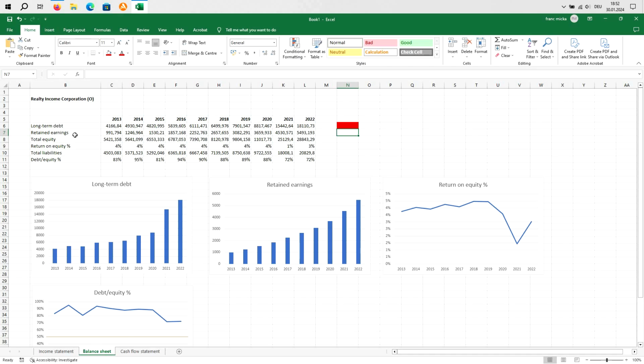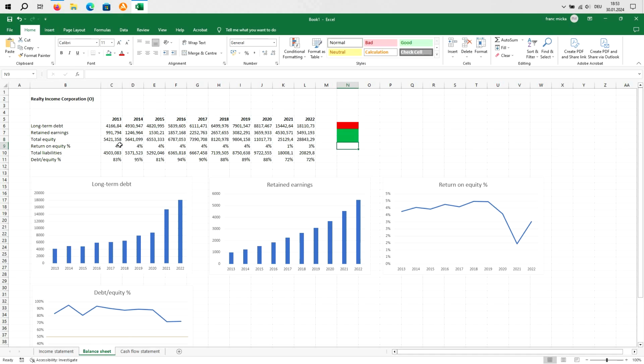Then retained earnings mean how much money the company invests back into the business instead of paying it to the shareholders, okay? And you want this to be growing through the years, which means that the company is investing more and more money instead of paying it to the shareholders, which is great. Total equity is basically how much cash they have, and as we can see, it's growing through the years, which is more than perfect.